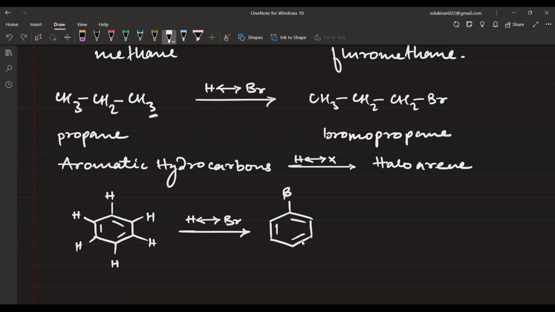Okay, so generally we don't show the hydrogens. I have shown here hydrogens explicitly, but when we write bond line structure, we don't show the hydrogens. Okay, so we'll get one Br. So this is benzene, and this is now bromobenzene.